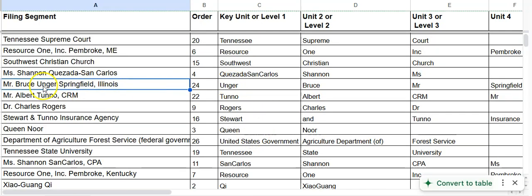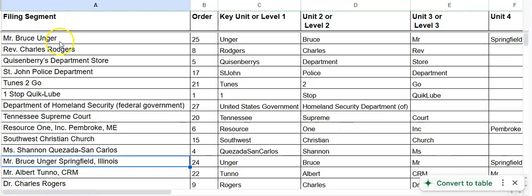Okay, here we have Mr. Bruce Unger, Springfield, Illinois. So if you recall from the very first one, this was simply, oops, I accidentally deleted that. Anyway, it was Mr. Bruce Unger, and this was from Springfield, Oregon.